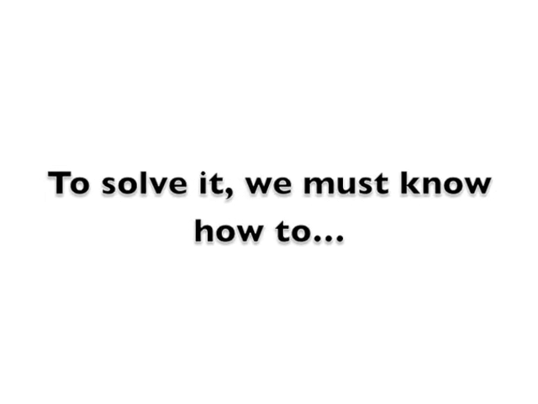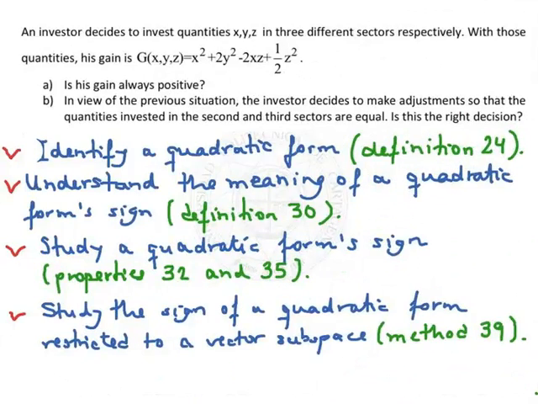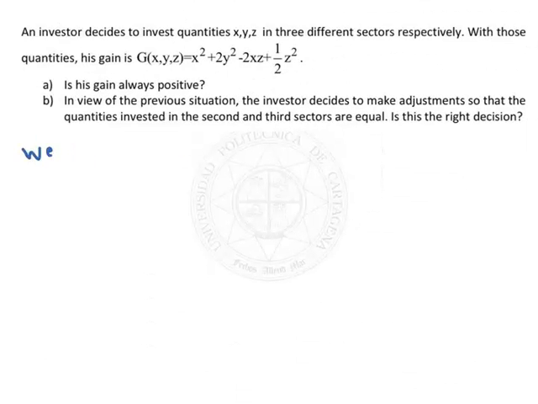To solve it, we must know how to, firstly, identify a quadratic form, which can be found in definition 24 of the tutorial given by the teacher. Secondly, we must understand the meaning of a quadratic form's sign, which can be found in definition number 30. We must be able to study a quadratic form's sign, properties 32 and 35. And study the sign of a quadratic form restricted to a vector subspace, which can be found in method number 39. Now, let's solve it.